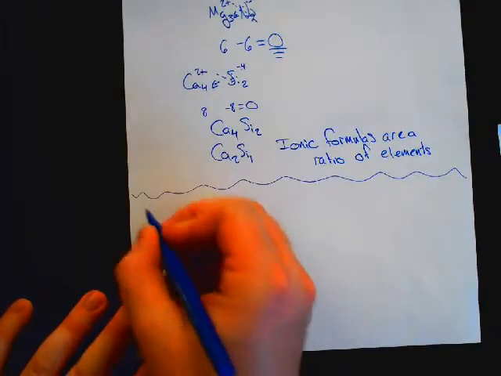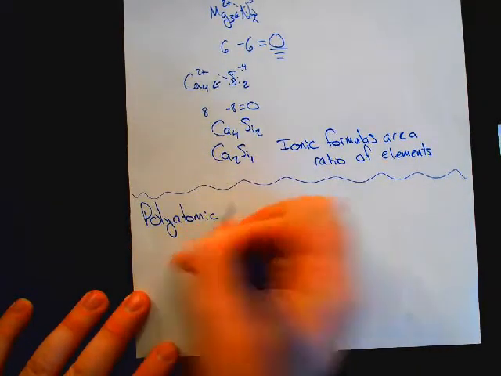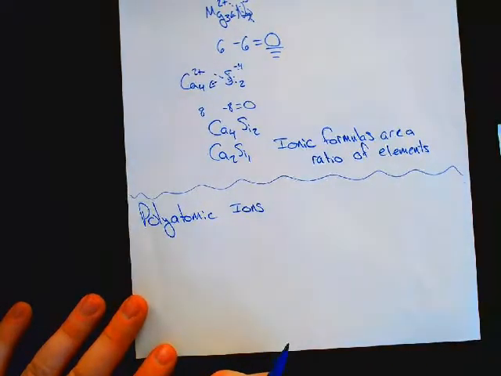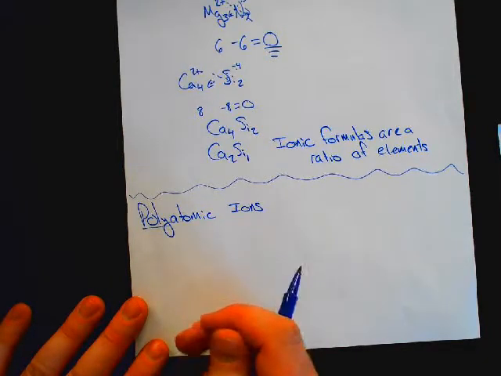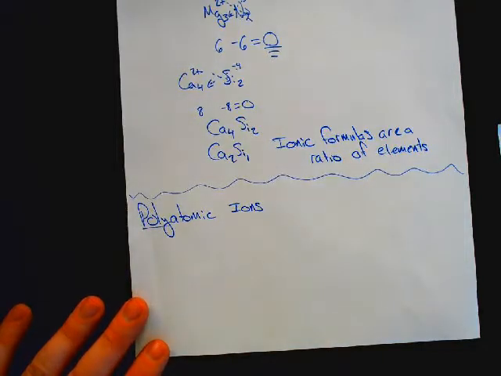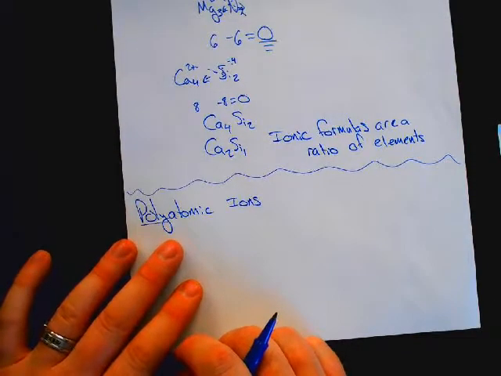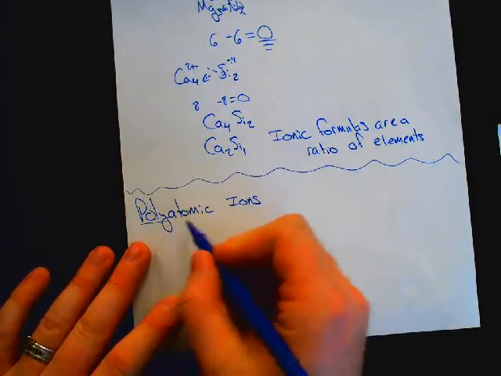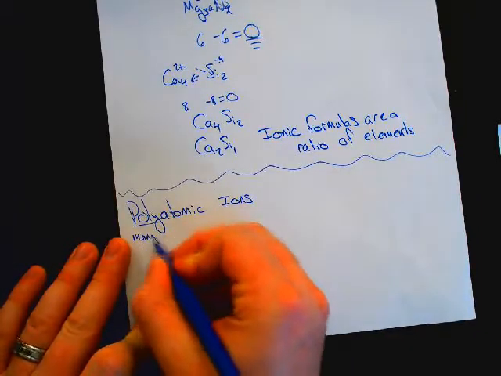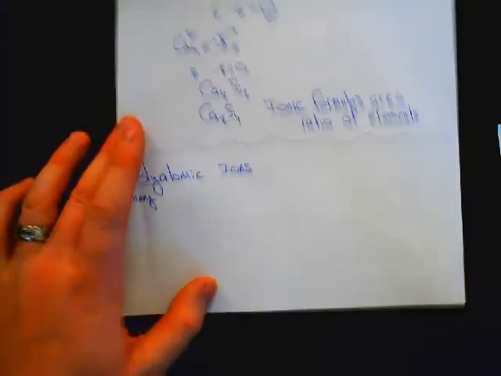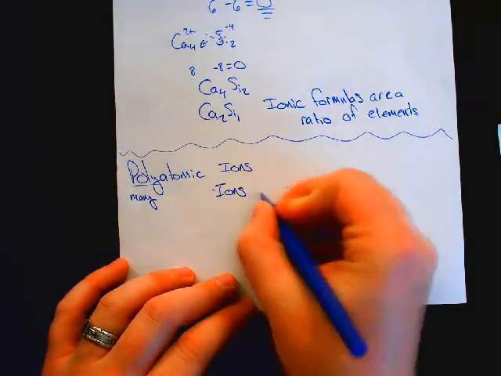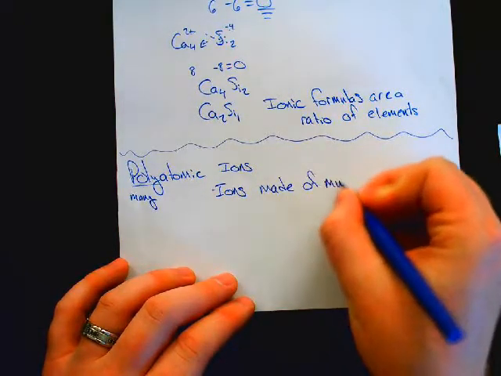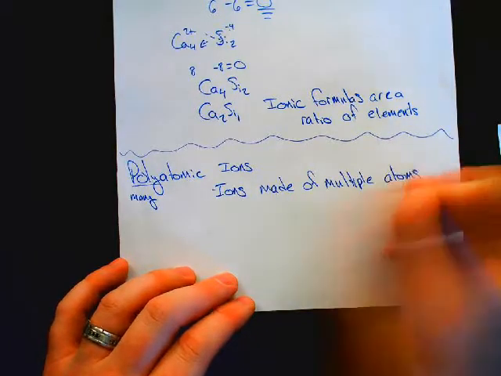Topic 2 is polyatomic ions. No? What does poly mean? Many. Many. A polygon is multiple-sided shapes. No, that's a square. Or a rhombus, or a parallelogram, or a tetrahedron. All right? So poly is many. Polyatomic ions. And a polyatomic ion is just that. An ion made up of many atoms that are covalently bonded. Ions made of multiple atoms covalently bonded.